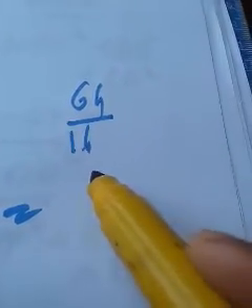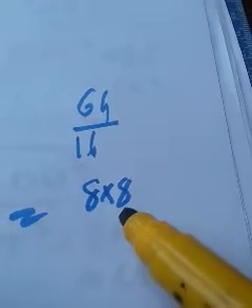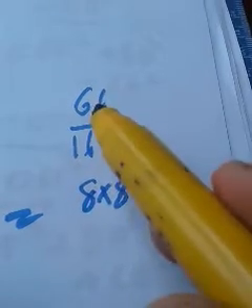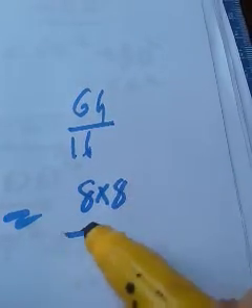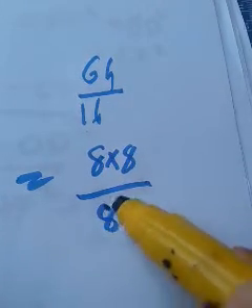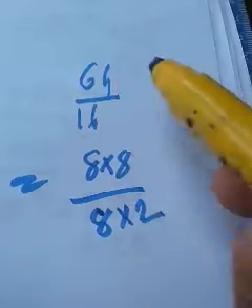You can factorize 64 as 8 into 8. You may have understood the meaning of factorization, I'm not going to repeat that. What is the meaning of factorization? Yes, write the number as something into something. So 64 I have factorized as 8 into 8. 16, how can we factorize? Can you factorize it as 8 into 2? Yes, of course. Okay, so we have factorized 64 and 16.